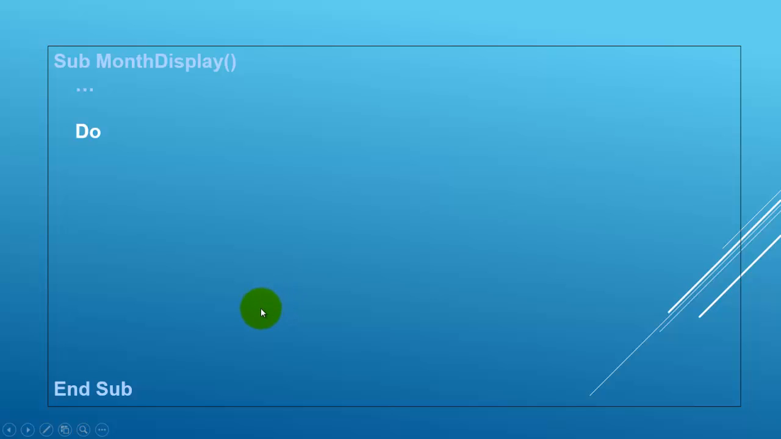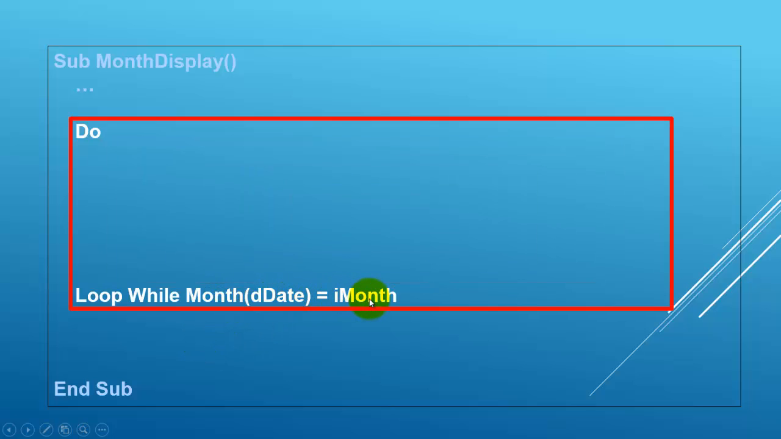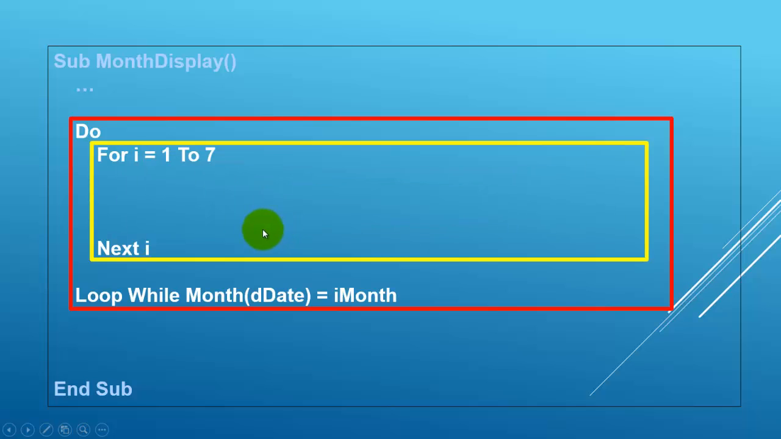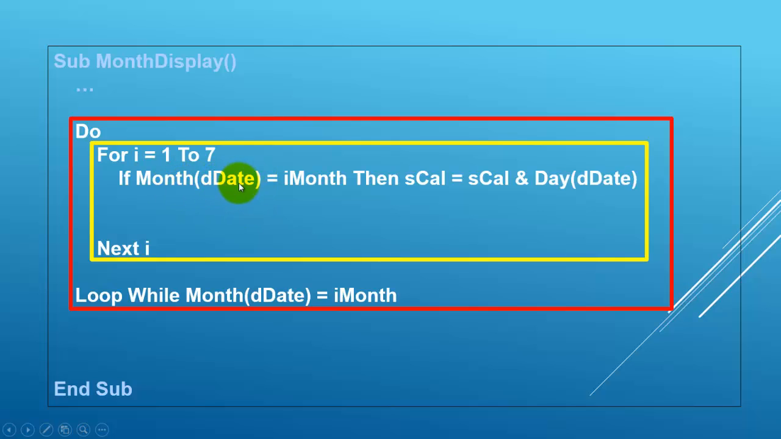So we start a do loop. Do loop while the month of D-date is still the same as the month the user had chosen, let's say August. Inside the do loop, we do a for loop to get from Sunday to Saturday, 7 steps. Inside that part, we say if the month of D-date is the same as the month the user had chosen, August for instance, then add to the calendar, SQL, the day number of D-date and add a tab to it. And don't forget to update D-date by one more day.